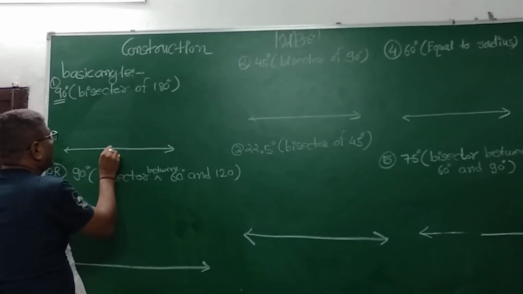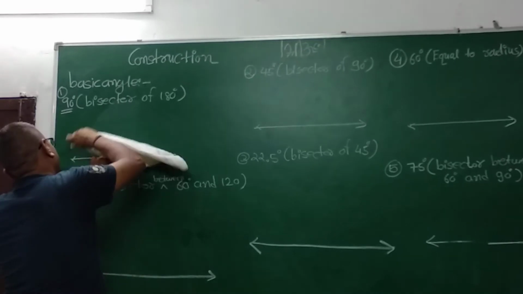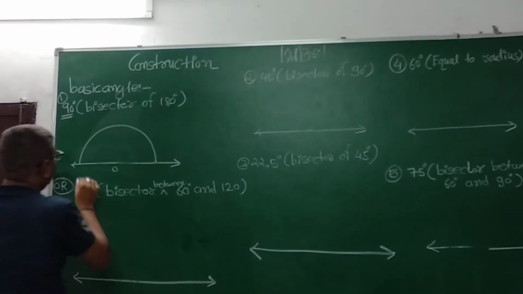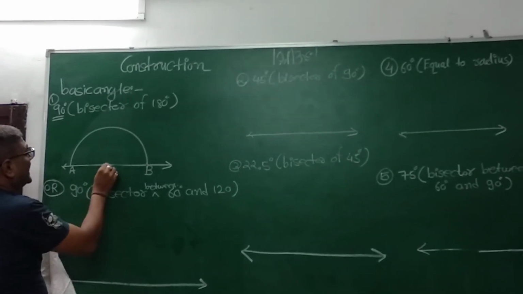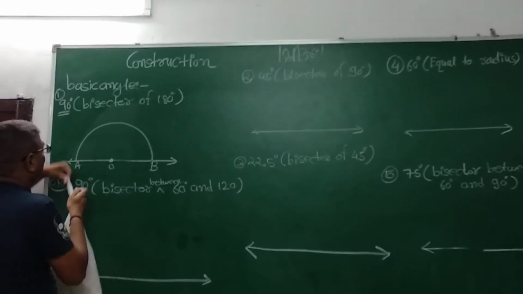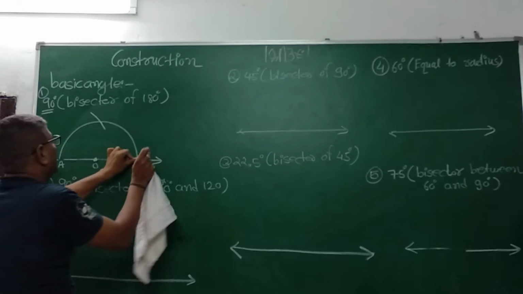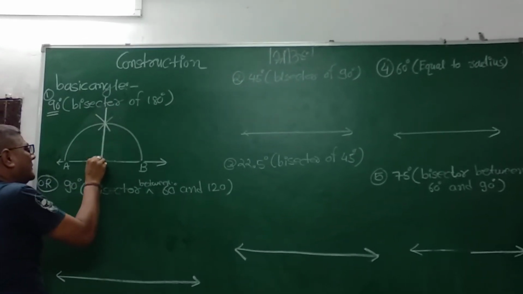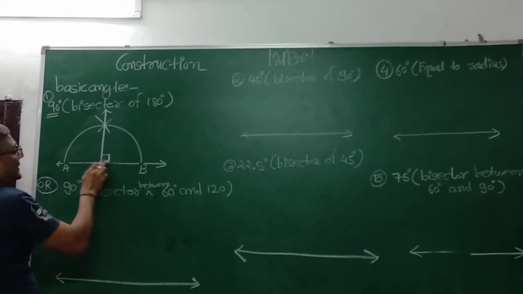First we take a point O, then put your rounder needle and draw an arbitrary semicircle. Then label it as A and B. Taking more than half, that is more than the radius, we draw bisectors from points A and B and draw a line from the center of the circle. So this is known as 90 degree.